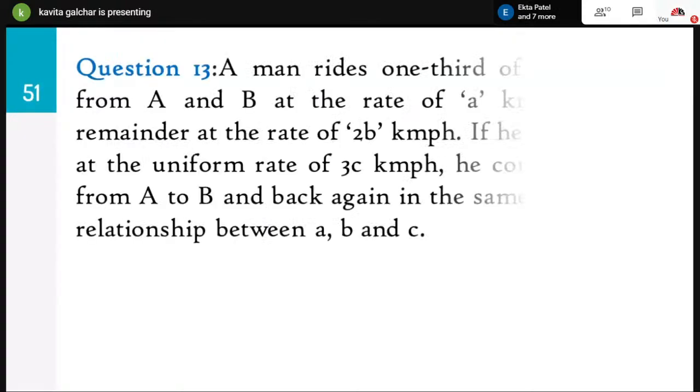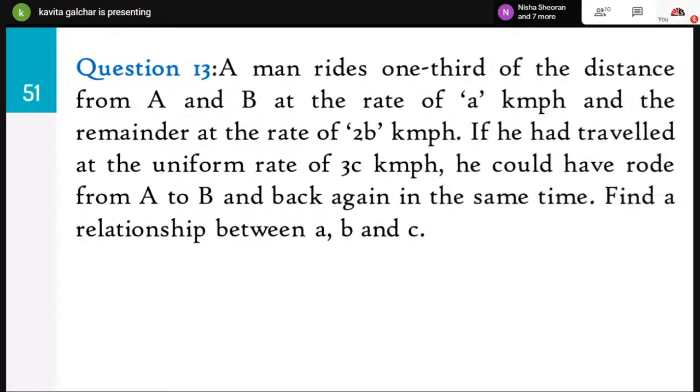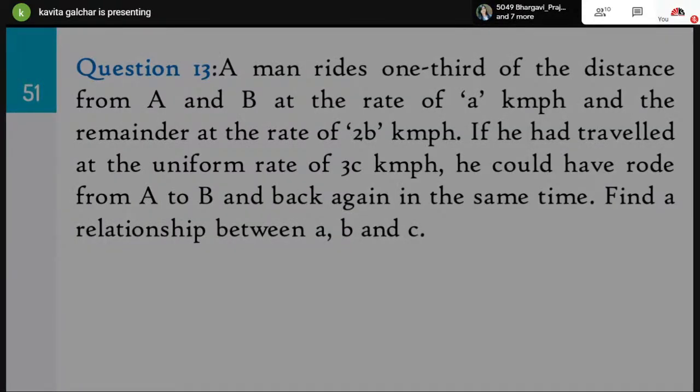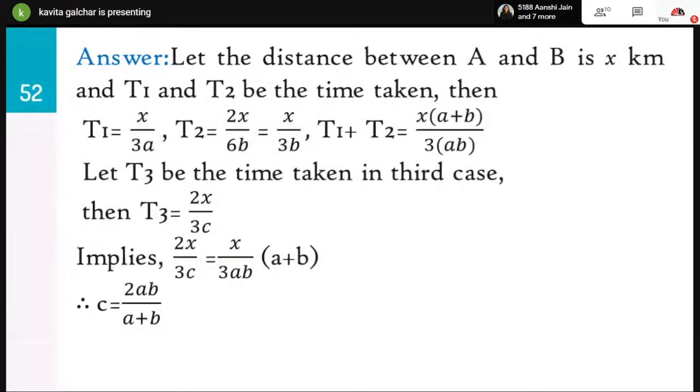The next example. A man rides 1/3 of the distance from A to B at the rate of a, the remainder at the rate of 2b km per hour. If he had traveled at the uniform rate of 3c km per hour, he would have ridden from A to B and back again in the same time. Find the relationship between a, b, and c. See that the distance from A to B is x km. Given an equation with the time taken t1 when he traveled the x distance with the speed of 3a, and t2 the time when he traveled distance 2x with the speed of 6b. So the total time will be t1 plus t2.